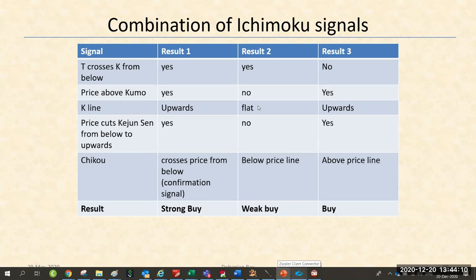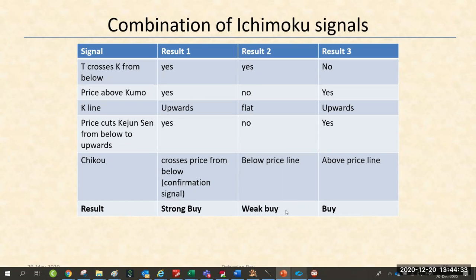Here you will see it is flat. Price is above the Kumo? No, it is not that. There is a TK cross. Chikou is below the price line. So these signals are not there, but still the TK cross is there. This is a weak buy. That means there is a risk for the investor. At any moment, it can twist.